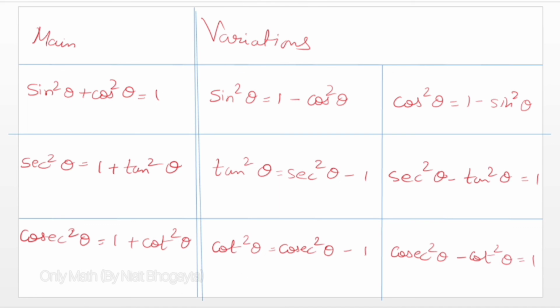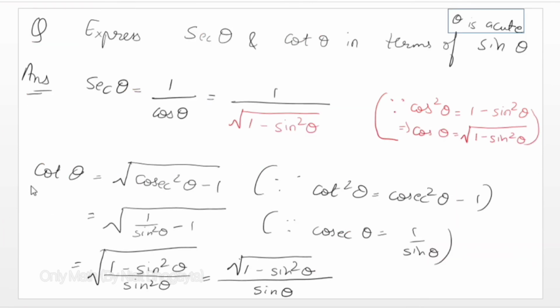How are we going to use these things? Let me just give you a short example. In this question we have: express sec theta and cot theta in terms of sin theta. Means I want sec theta equal to something in sin theta, and I want cot theta as something of sin theta. Remember, here also one thing is mentioned, that theta is acute. If theta won't be acute, then in future you will learn that these trigonometric ratios can also have negative values.